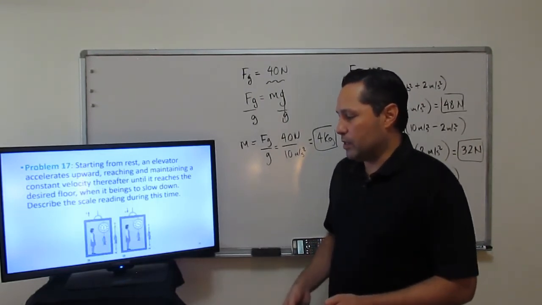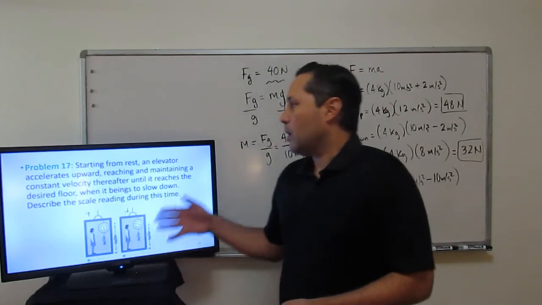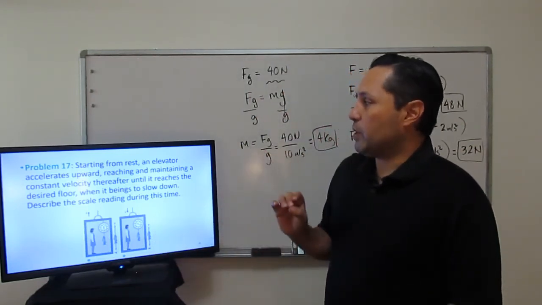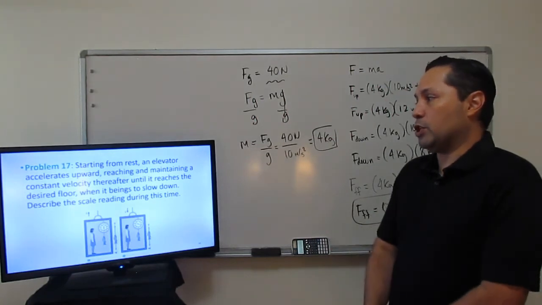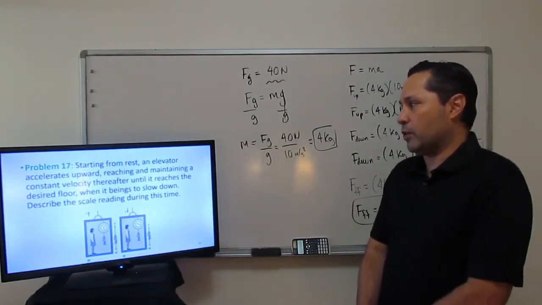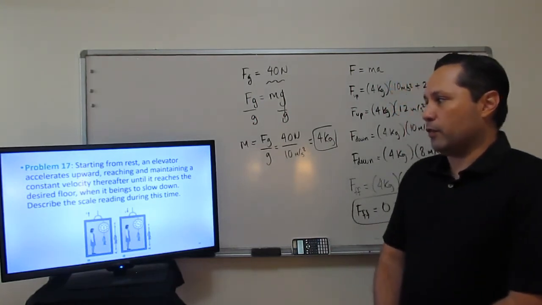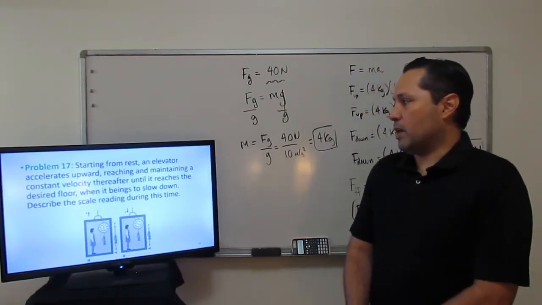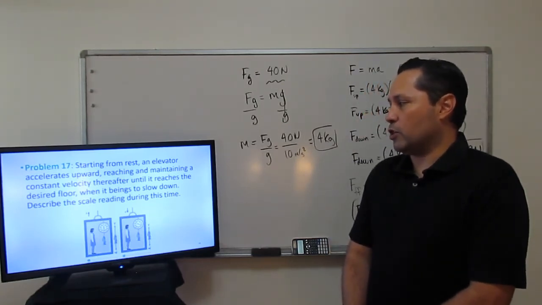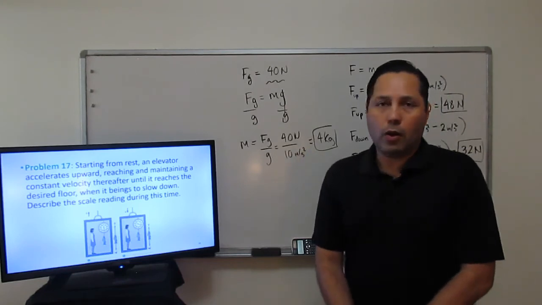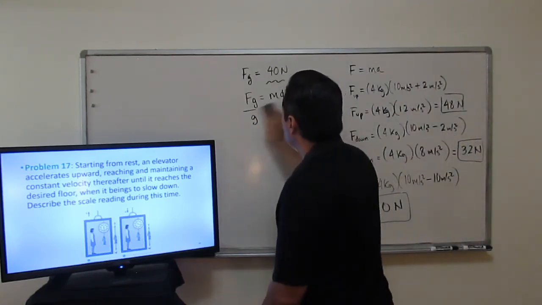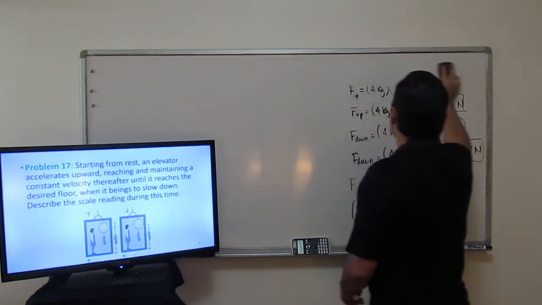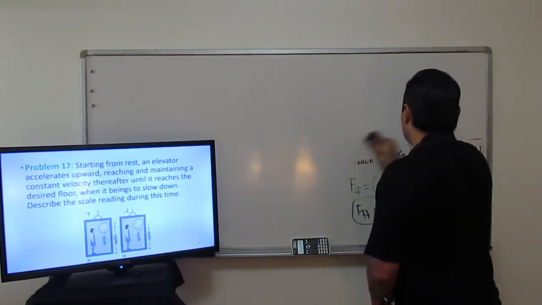In example 17, they ask you, problem 17. Starting from rest, an elevator accelerates upwards, reaching and maintaining a constant velocity thereafter until it reaches the desired floor. When it begins to slow down, describe the scale readings during this time. Alright, so as the elevator begins to accelerate, I want us to describe what the scale would read.